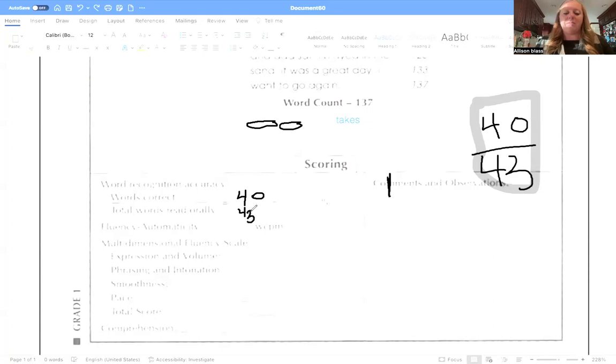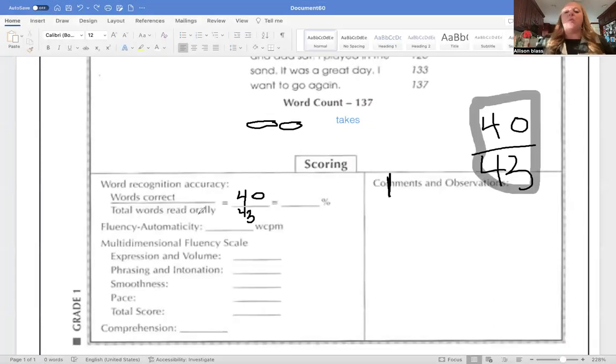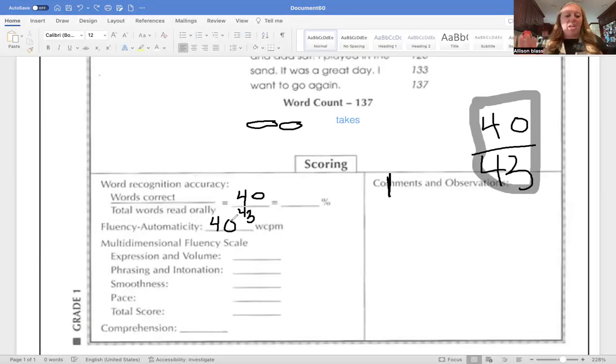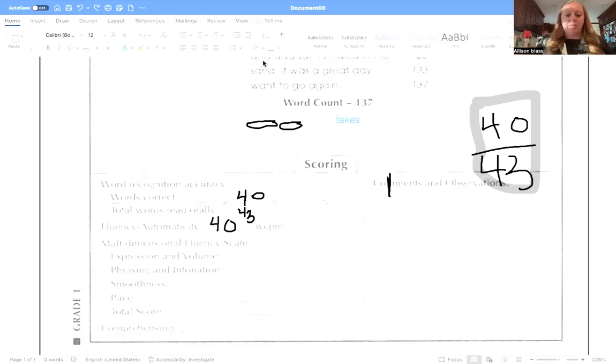Sorry, I'm writing with my mouse. And for their fluency and automaticity, how many words correct per minute? They got 40 words correct in that minute. That's what they got. Okay. Now, down here, I want to try and change the color for you guys, but it doesn't look like that's happening right now, and I don't know how to change the color. So we're going to leave it.